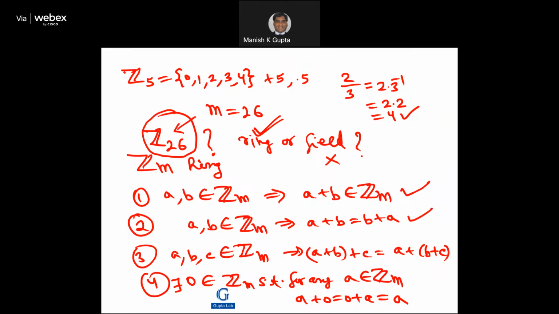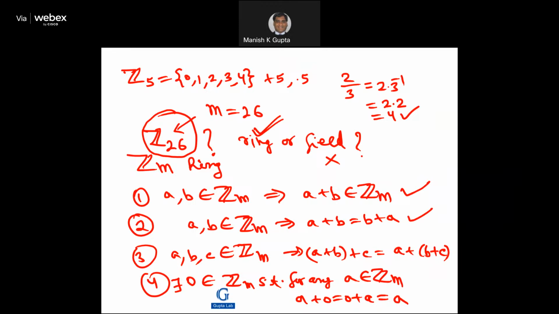Anyway, so now I'm going to list some of the properties. So Zm is a ring. A ring is basically an algebraic structure which is a little bit more general than a field. In a field, whenever A into B is equal to 0, one of them has to be 0. This is the property of the field. But in a ring, that may not be true.